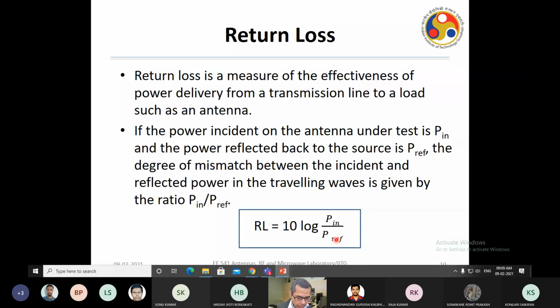But when we define S11, it was the ratio of the reflected wave to the incident wave. Power and voltage have a relation of square. That's why, when you define it in terms of S11, it is minus 20 log of modulus of S11. And we are going to measure the S11 parameter because the antenna is a one-port device.